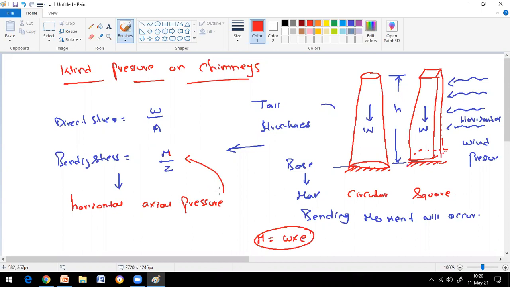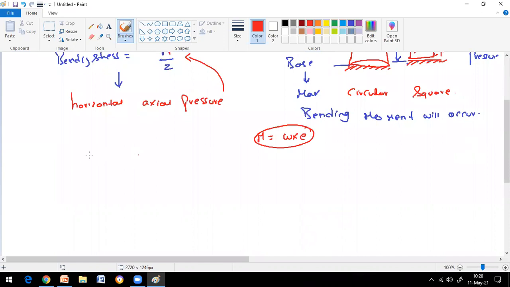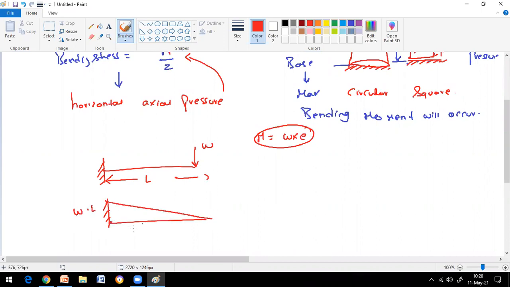So where will the bending moment develop? Bending moment will develop at the base portion of the chimneys. Why? Because of the horizontal wind pressure. You all know the concept. In your strength of materials you have learned, if you see a cantilever beam when it is subjected to load, what is the maximum bending moment? Your maximum bending moment will be W into L, and the maximum bending moment diagram is like this.